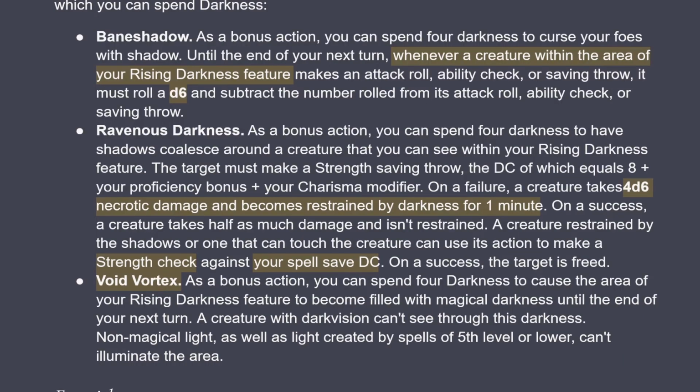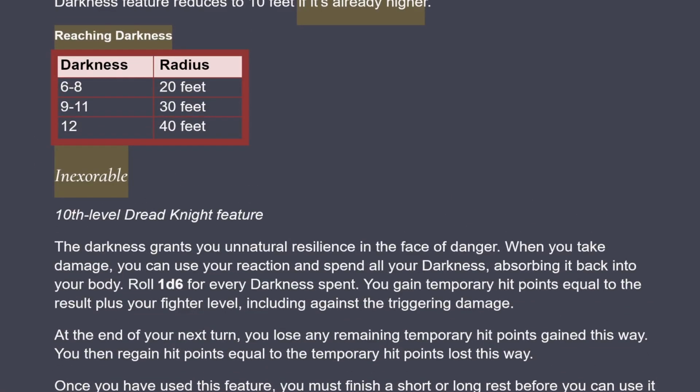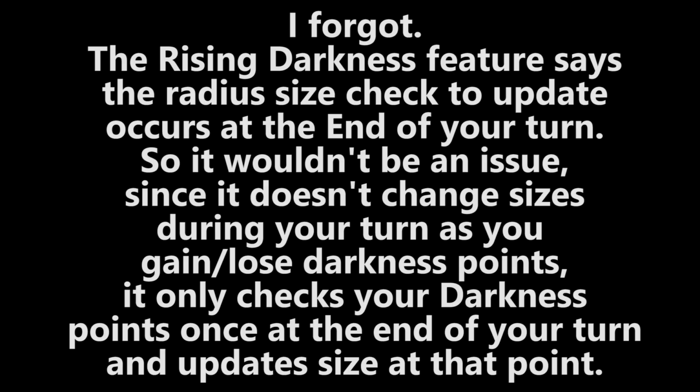It's one creature, but they have to use their action. We lock them down. The only questions I have about this is the fact that because we're spending darkness to target the creature, and they have to be within the Rising Darkness feature to be targeted, I guess what comes first? The targeting them and losing our radius by spending points? Like we could have 12 points at level 16 and have a 40-foot radius vortex going, spend 4 points, go all the way down to 20 feet, and suddenly they're not within our radius anymore and therefore can't be targeted.